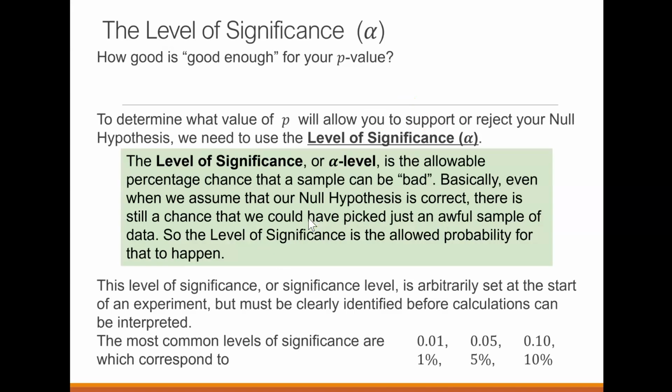The level of significance is arbitrarily set at the start of the experiment, but must be clearly identified before the calculations can be interpreted. The most common levels of significance are 1%, 5%, and 10%. Why do you suppose those ones? They're just round numbers, yeah. There's nothing magic about them.